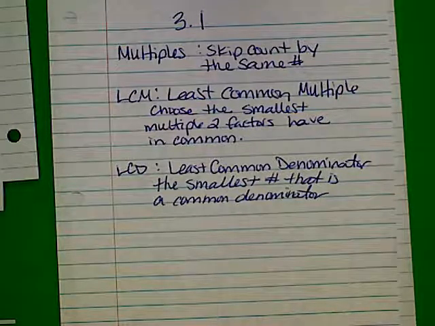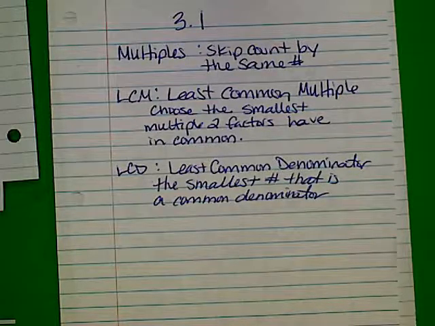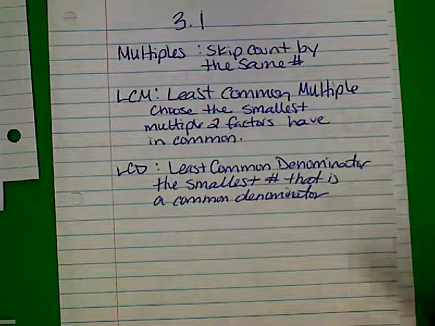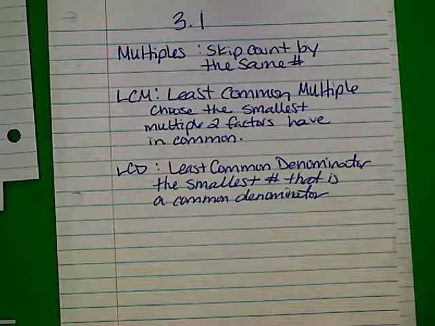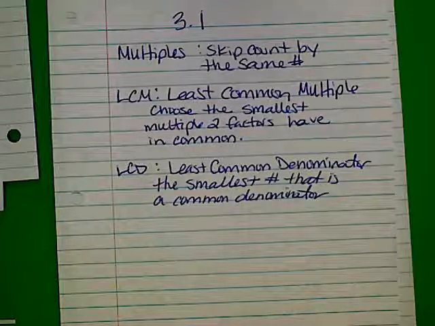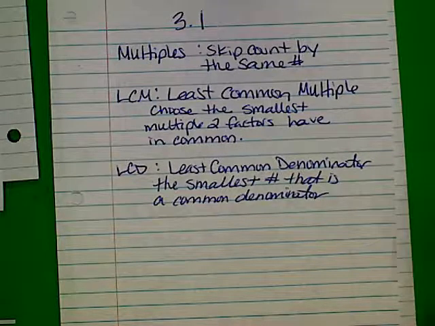This lesson is for 3.1, adding fractions with unlike denominators. Some vocabulary you will need to know for this lesson is the word multiples, which means to skip count by the same number. LCM, or least common multiple, that's where we will choose the smallest multiple two factors have in common. And the least common denominator, or LCD, and that is the smallest number that is a common denominator.